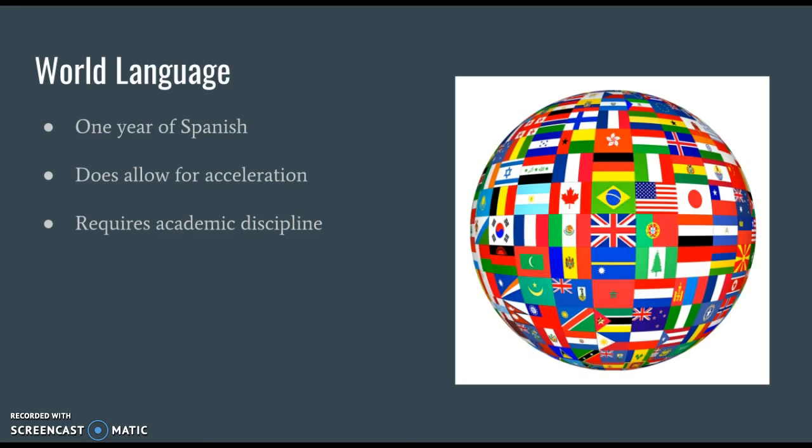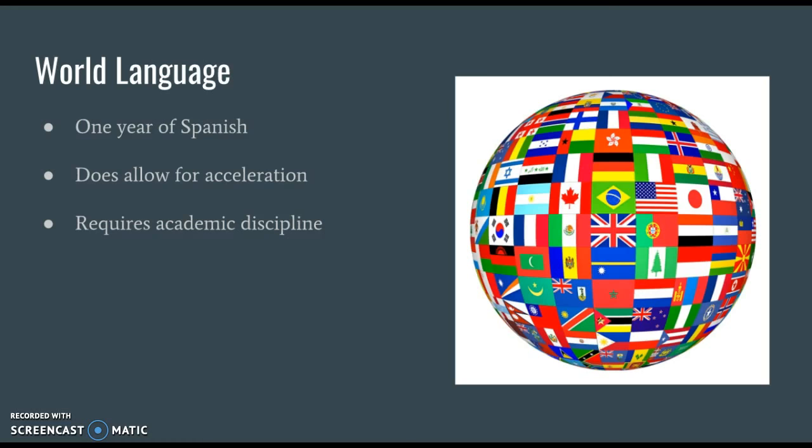And that would allow them to get done with Spanish, if they took 4 years of it, by the time they were a junior. And it would allow them to take an AP class their senior year if they were interested in Spanish. It does require academic discipline. There's a considerable amount of work with this class, and definitely an interest in Spanish.